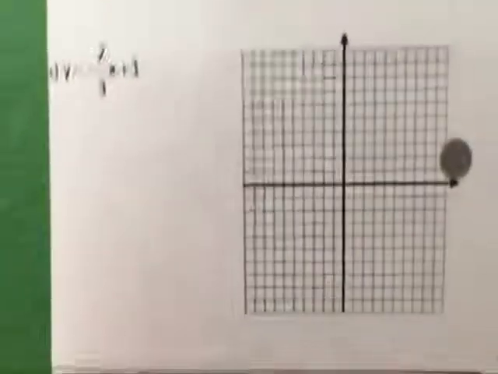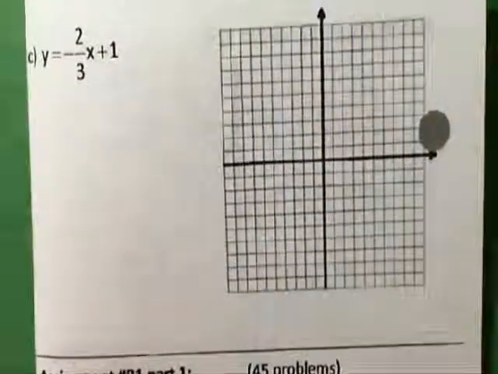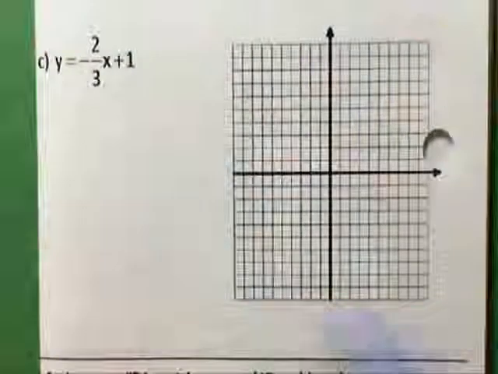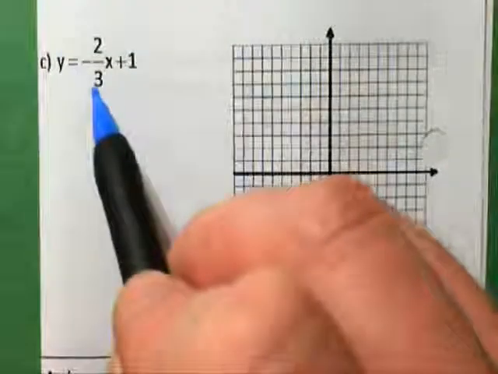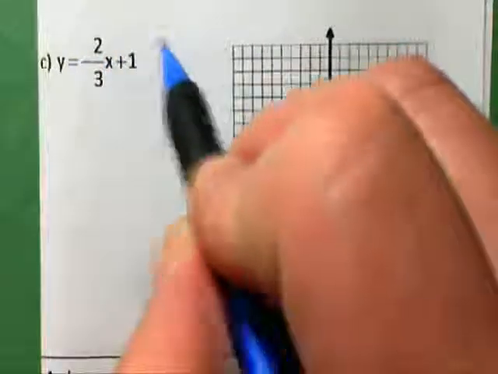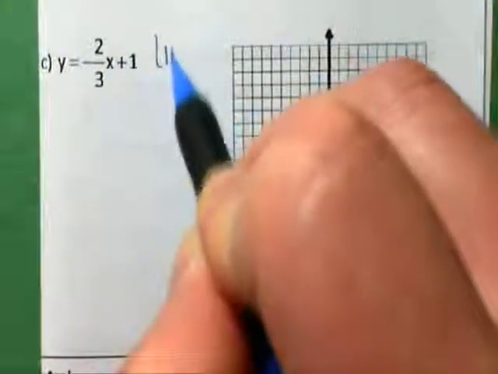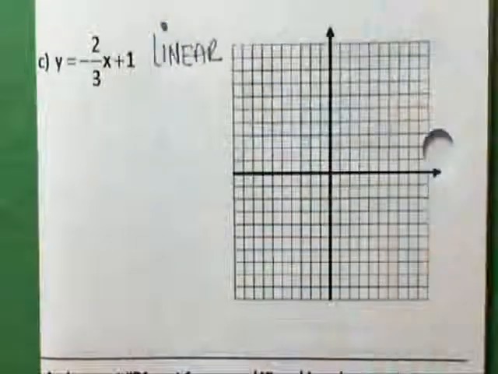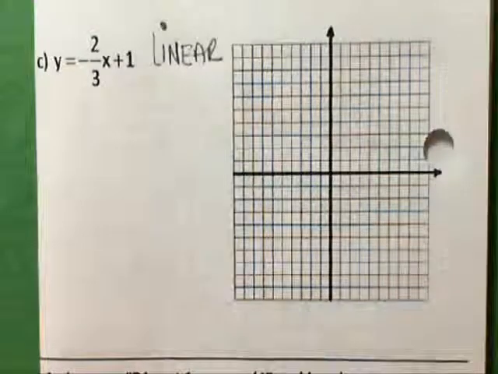So let me move the paper and let's go to letter C. Here into view is letter C, our last problem. And as you can see, it does fall into that format of y equals mx plus b. In other words, a number with the x followed by a number without x. So this indeed will be a linear equation.